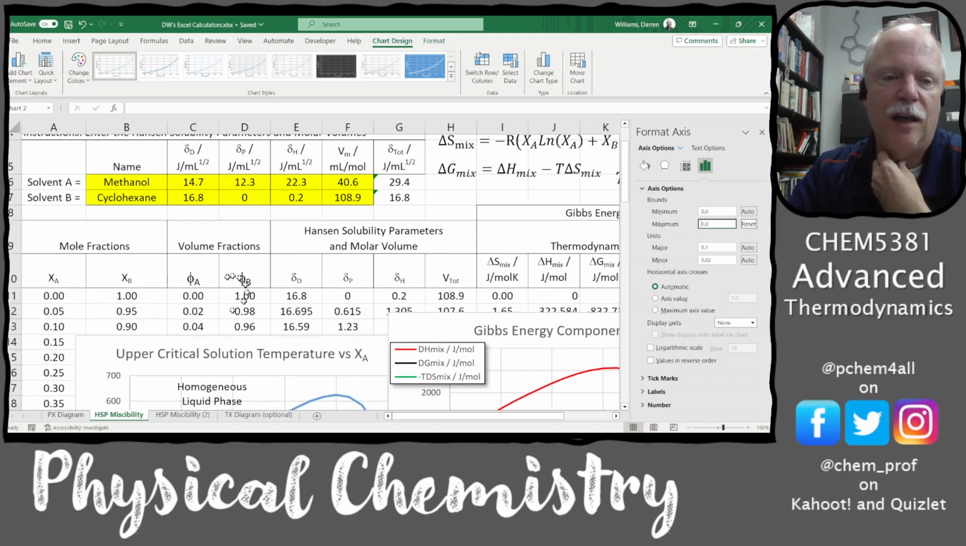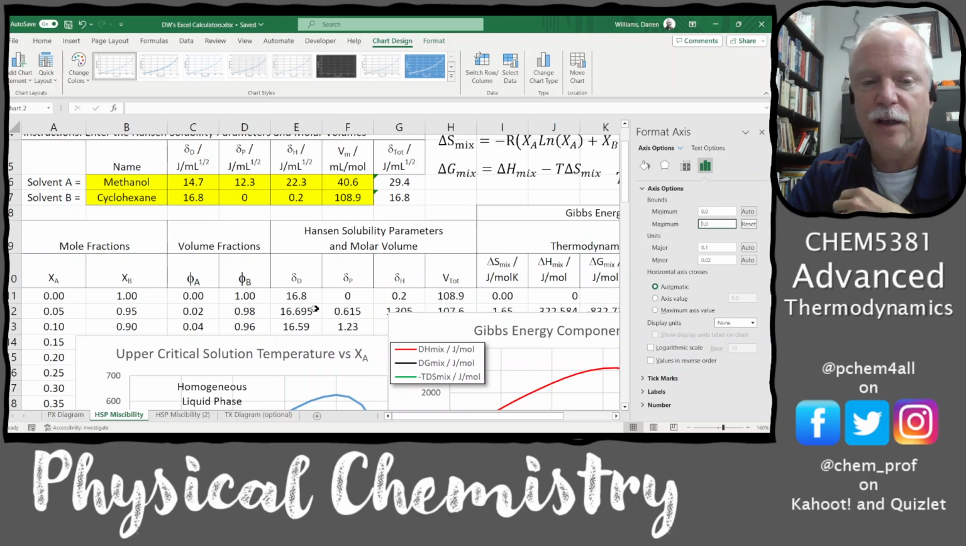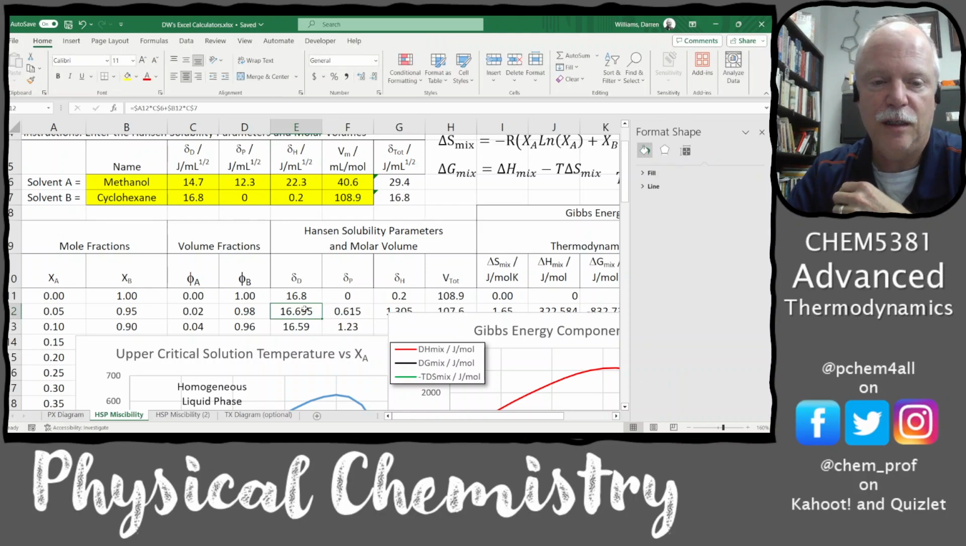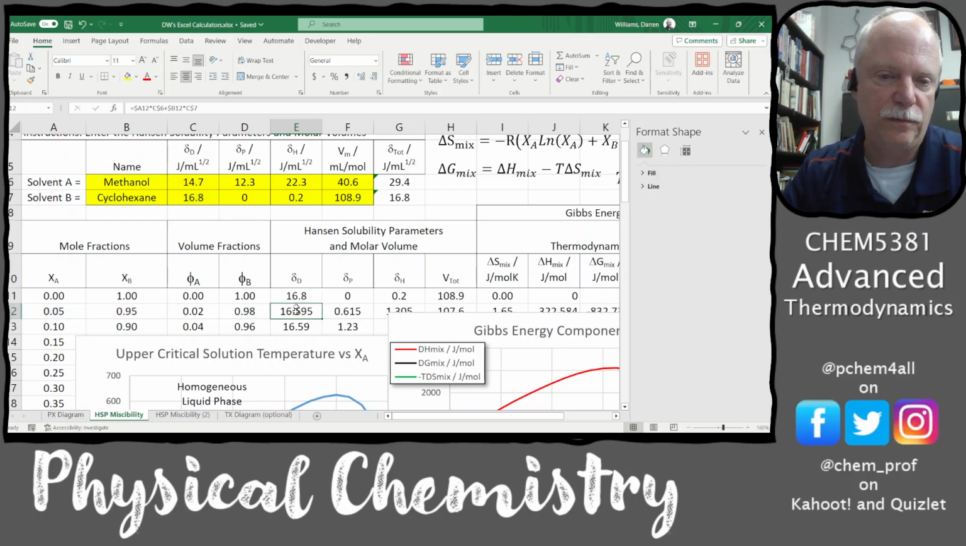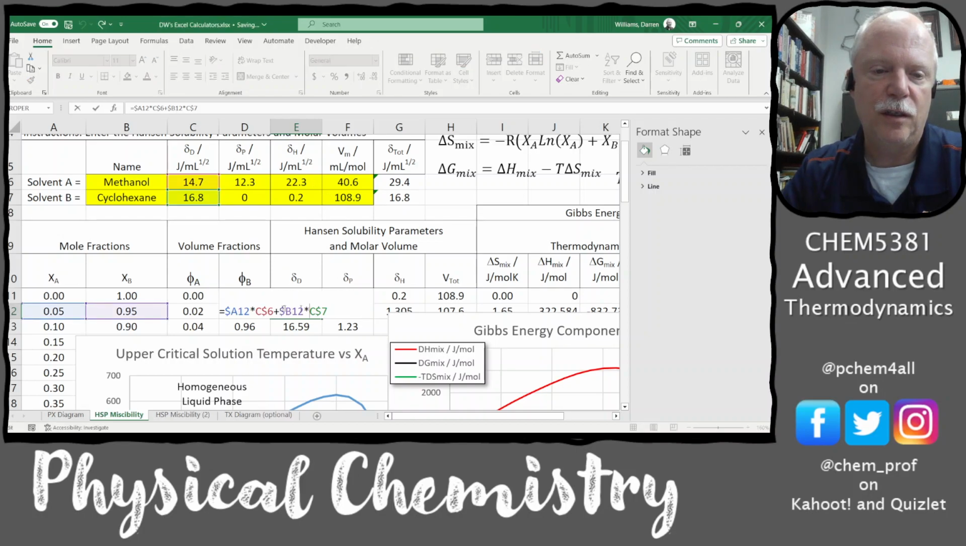Okay, so I've calculated my volume fraction columns. I can use the volume fractions to give me the relative amounts of D, P, and H values in the mixture. So look at this equation. Oh my, I may have discovered an error. Yeah, so the mixtures are the volume fraction weighted averages of the D, P, and H values. So this should actually be the volume fractions. Interesting.